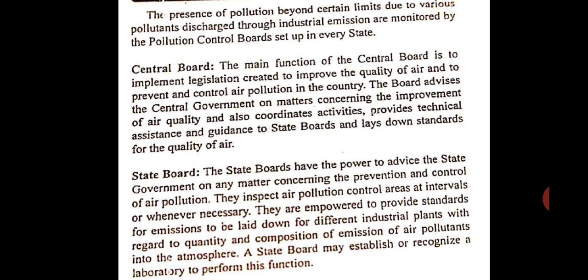The presence of pollution beyond certain limits due to various pollutants discharged through industrial emissions is monitored by the pollution control boards set up in every state. So most of the states now in India have got state pollution boards, like Goa has got the Goa State Pollution Control Board, Karnataka has the Karnataka State Pollution Control Board. So there are some limits fixed. I have seen in Goa, when you go to the airport on the way, that Zuari Agrochemicals, they have put a board. What are the CO2 level, NOx level, SOx level, and temperature, everything is displayed. A big LED display is provided.